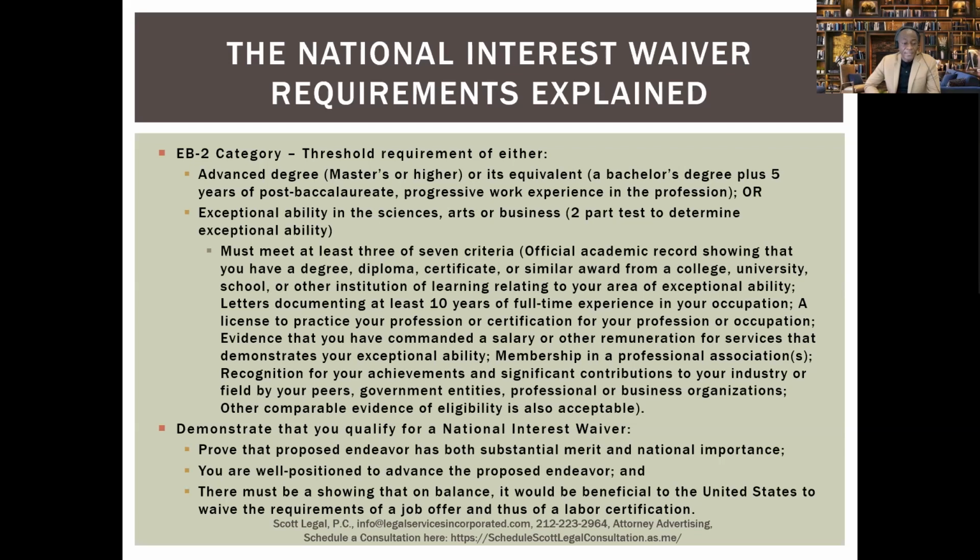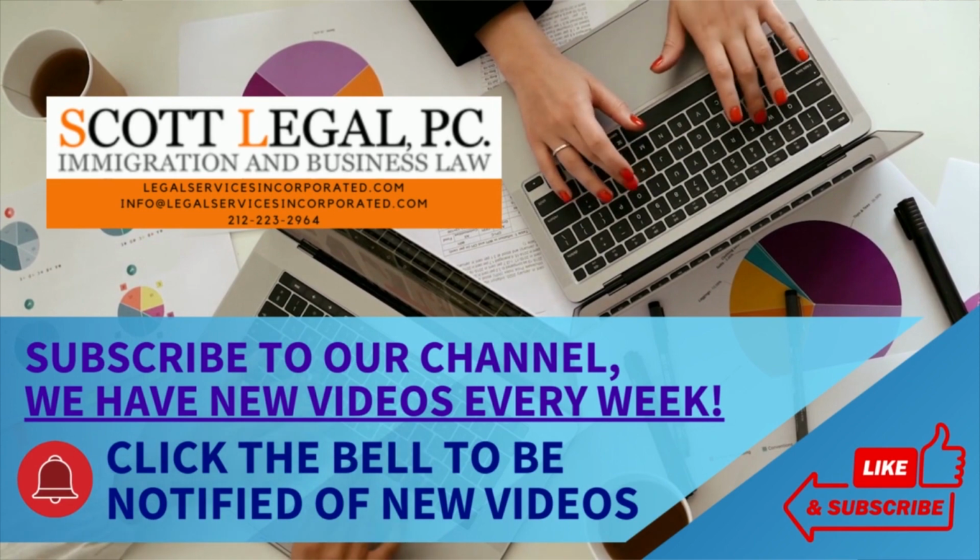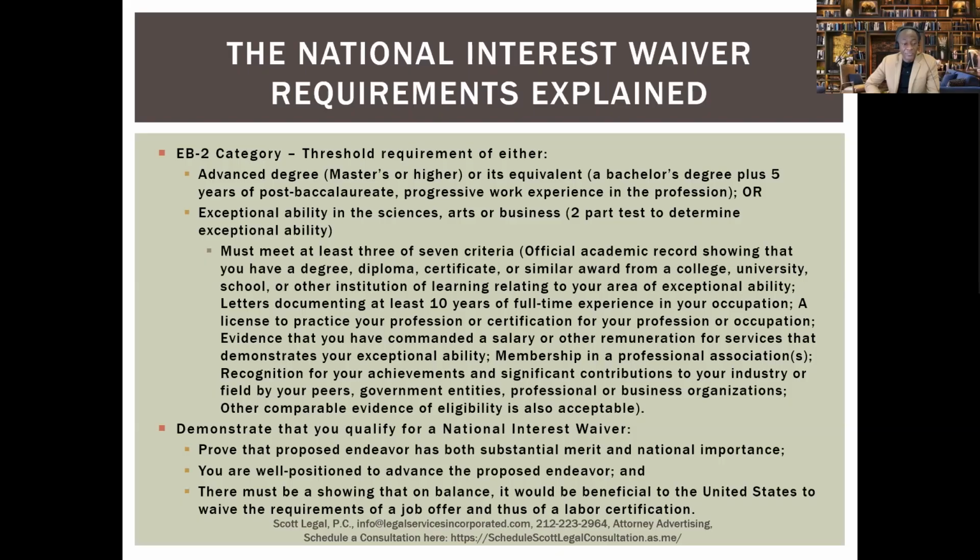These all come from that case that I talked about, Matter of Dhanasar. What they are is that you have to prove that the proposed endeavor, whatever the person who wants the green card is coming to the United States to do, has substantial merit and national importance. So the first thing we do in a national interest waiver case is sit down with the person and ask them, what is it that you're coming to the United States to do? What is your endeavor? We formulate that endeavor and then everything is driven from it, so that we clarify exactly what that is from the beginning. Then we talk about whether we believe it has substantial merit, why they believe it has substantial merit and national importance, and go from there.